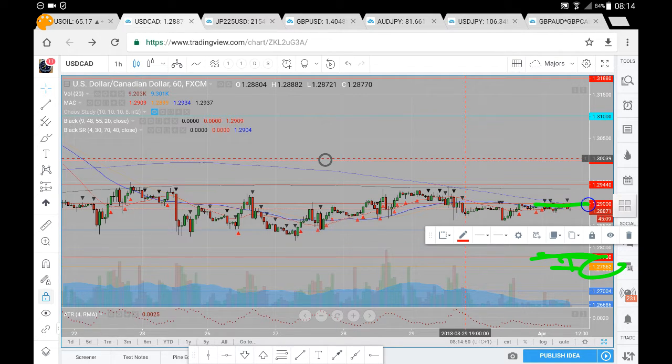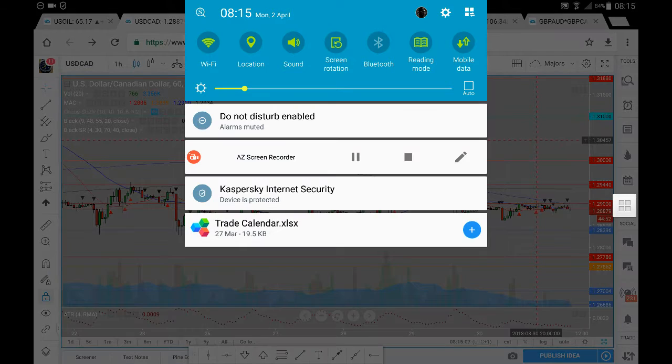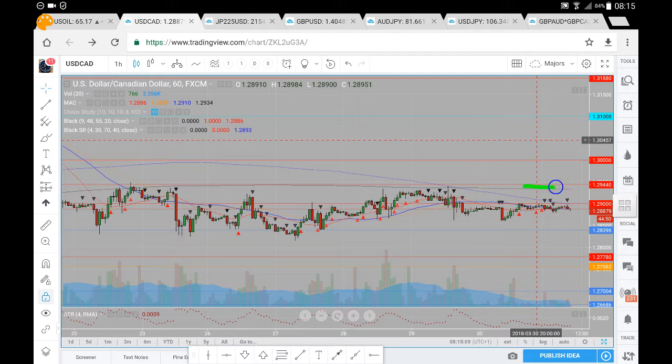If, however, we do break back above and hold above this 128.9, we are looking for price to move up towards our 129.44 while being aware of the 400 period average. A successful break from the 129.44, we are then looking for prices to head towards the 130 level, and a successful break from there, we're looking for prices to head up towards that 131 level.